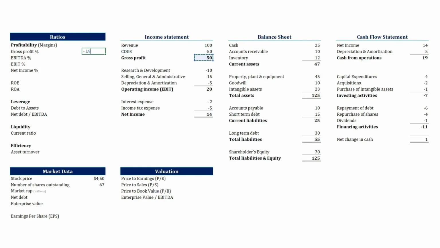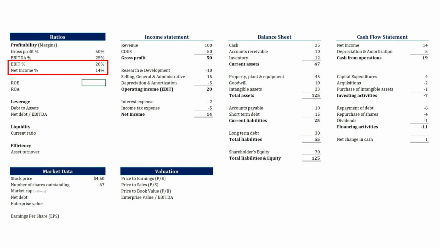To calculate the margins, we take the gross profit and divide it by the revenue. Next, we calculate the EBITDA, which is the sum of operating income plus depreciation and amortization. So we open parentheses, select operating income plus depreciation and amortization, close the bracket, divided by revenue. The EBIT margin is calculated by dividing the operating income by the revenue. And finally, we have the net income margin, which is net income divided by revenue.